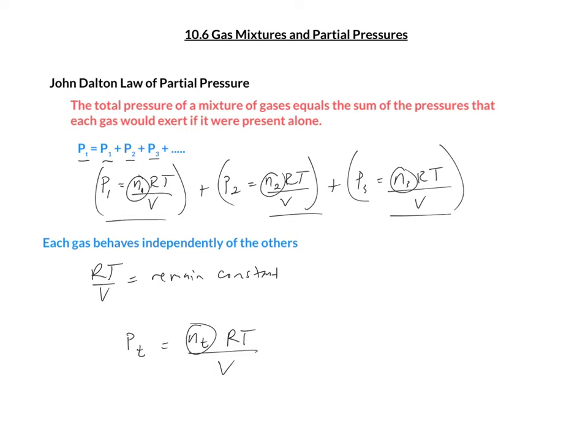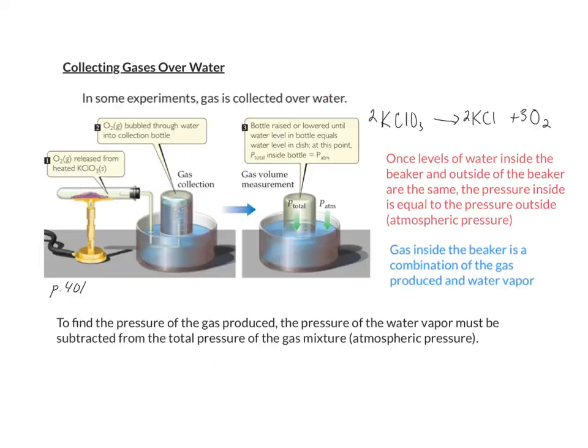Okay, so now a different scenario where we have a gaseous mixture formed through some chemical process: collecting gases over water. So in some experiments, gas is collected over water just because it would be hard to capture that gas in any other way. It's more efficient to do it this way at times.